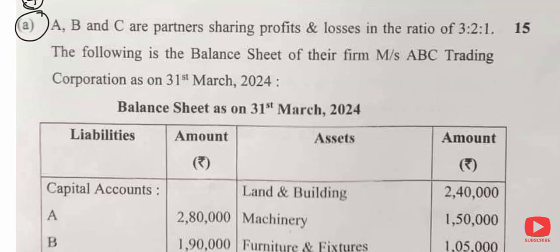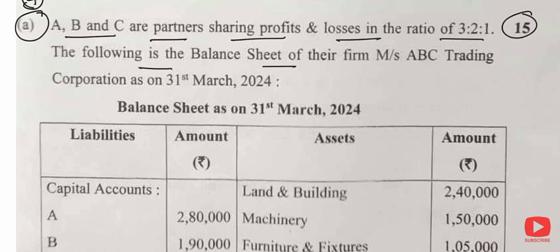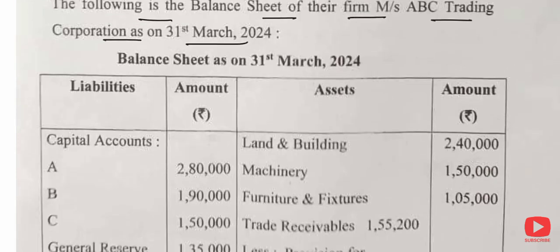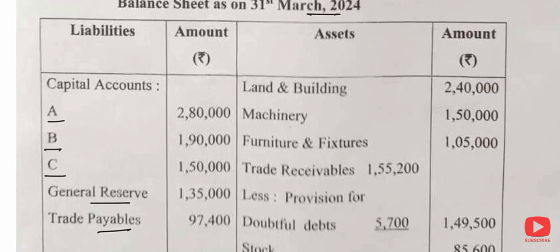Okay guys, next, ABC are partners, partnership question, 15 marks. Sharing profits and losses in the ratio of 3:2:1. The following is the balance sheet of their firm ABC Trading Corporation as on 31st March 2024. Balance sheet is given. Capital of ABC, general reserve, trade payable. Land and building, machinery, furniture, trade receivable is there, provision is already there. Stock, joint life policy, cash and bank. Okay, we'll see what happens.